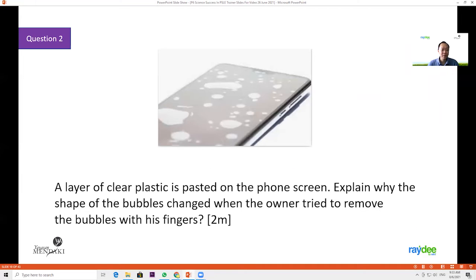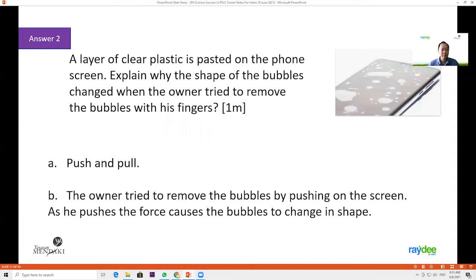Second question. A layer of plastic is pasted. Why does the shape of the bubbles change when the owner tries to remove the bubble with his fingers? Let's take a look at the answer. The wrong answer is, most students will just say push and pull, or friction. One word answer is very typical. You're going to see a lot of them just give you one word. One word answers don't explain the situation, and when they don't explain the situation, they're not going to get the full marks. It's as simple as that. Over here, it's because the owner tried to remove the bubble by pushing.